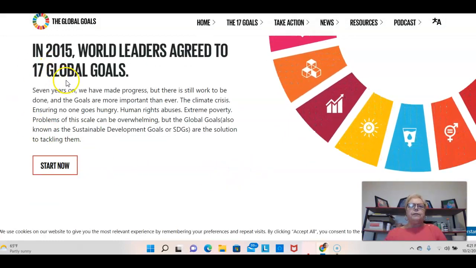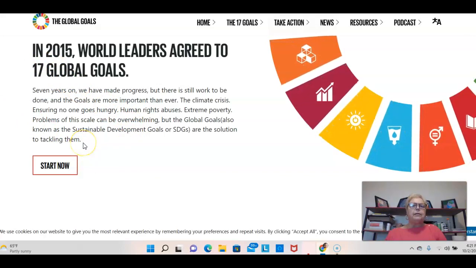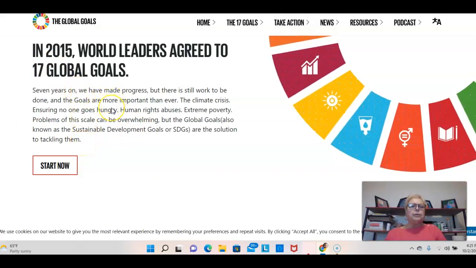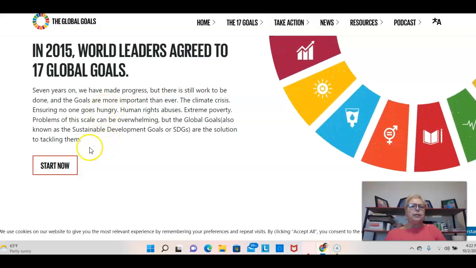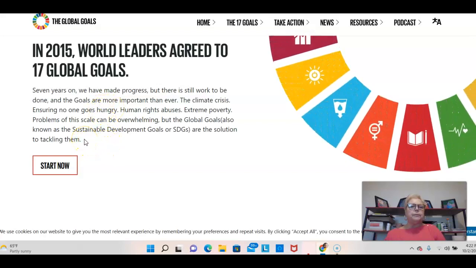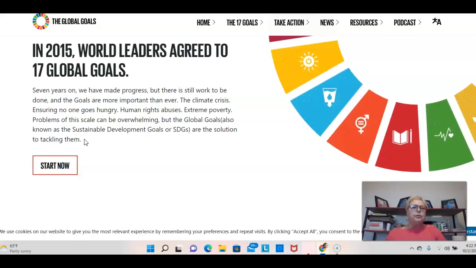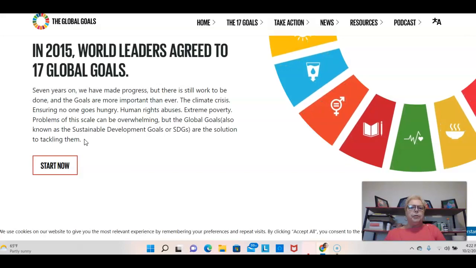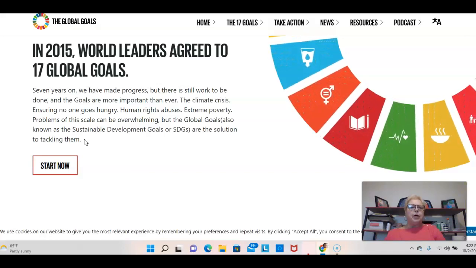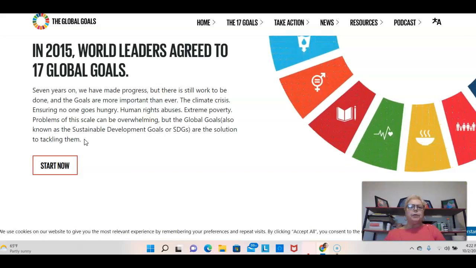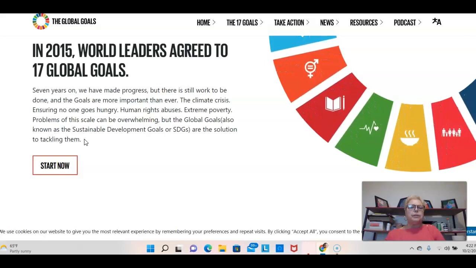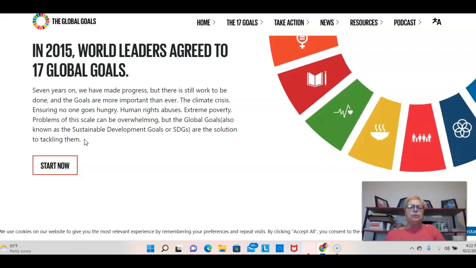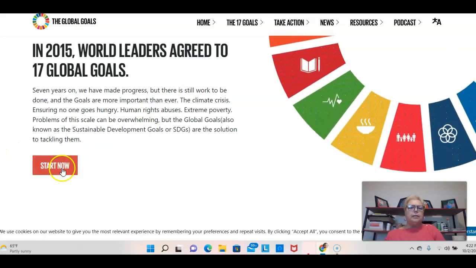It says in 2015, world leaders agreed to 17 global goals. 7 years on, we have made progress, but there's still work to be done, and the goals are more important than ever. The climate crisis, ensuring no one goes hungry, human rights abuses, extreme poverty, problems of this scale can be overwhelming, but the global goals, also known as the Sustainable Development Goals, or SDGs, are the solution to tackling them. And it says start now.